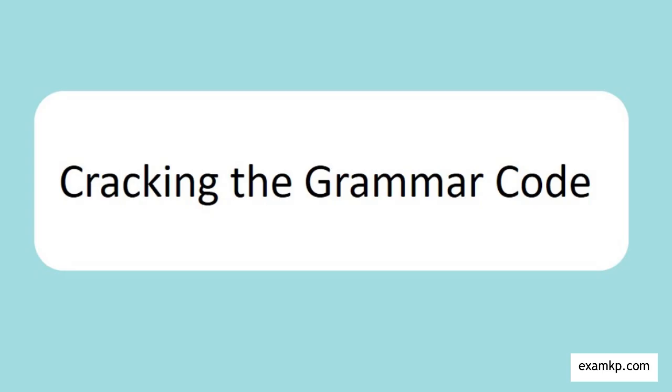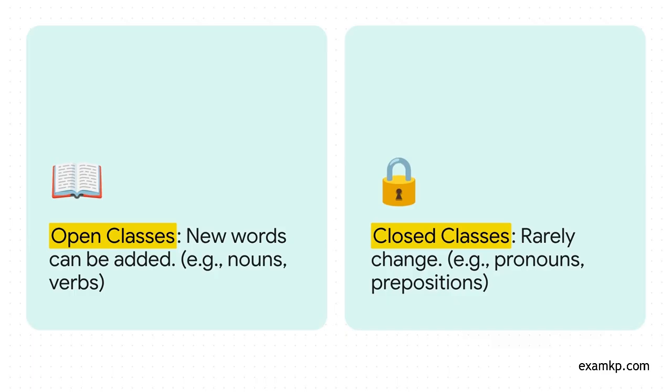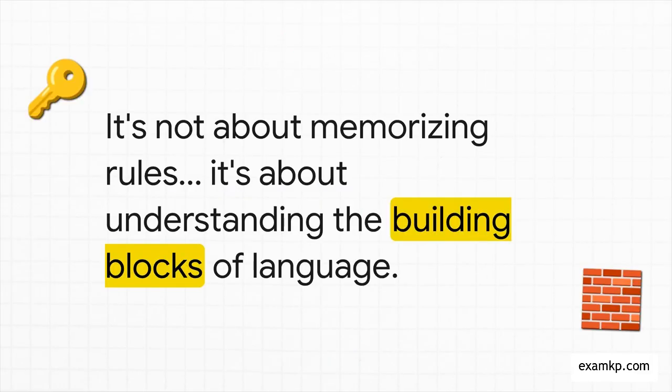So let's just jump right in with a question I bet is on your mind: why are grammar questions so tricky? You know that feeling, right? You're staring at a question and all the options look almost the same. It feels like you've got to memorize hundreds of super confusing rules. But what if I told you there's a much simpler way to look at it? See, the secret isn't about memorizing a ton of rules. It's about understanding the basic building blocks of the language. And guess what? That's exactly what word classes are, which brings us right to section 2.